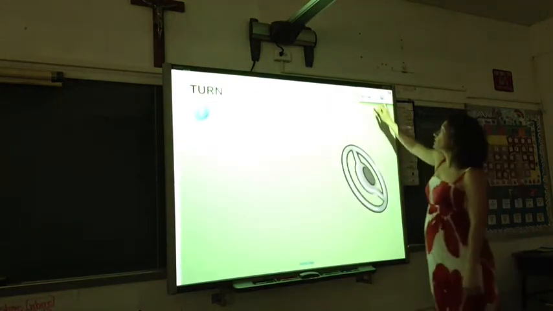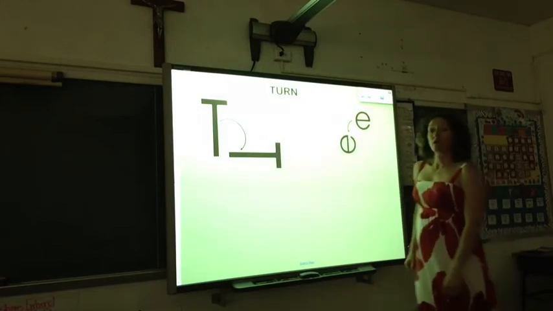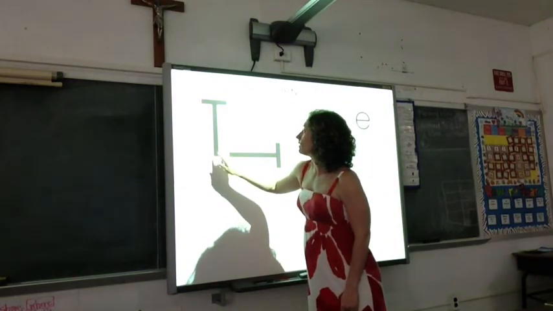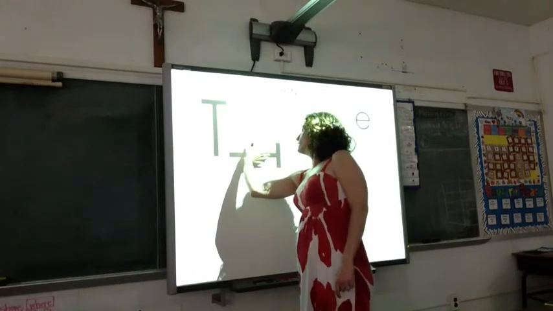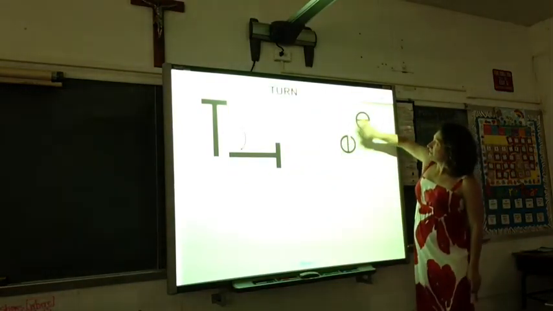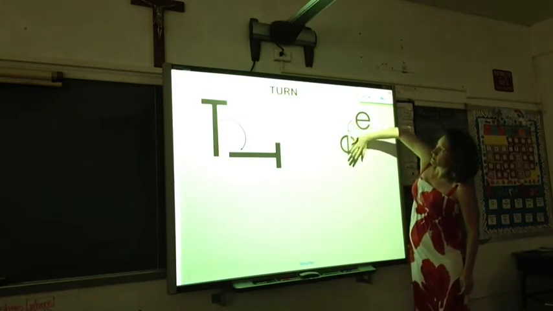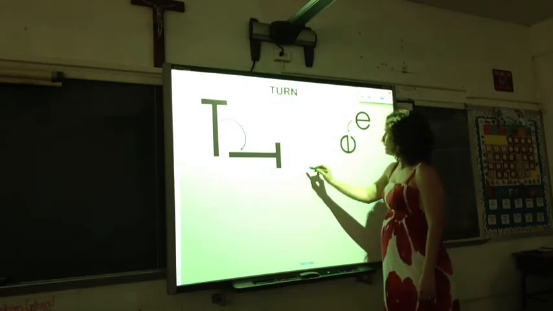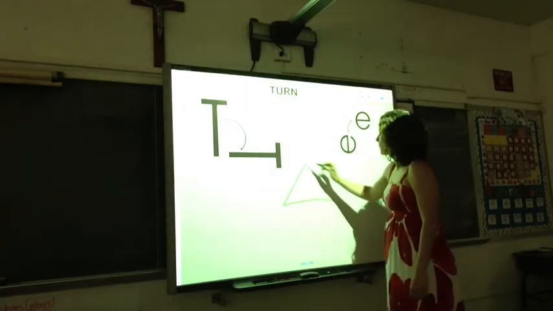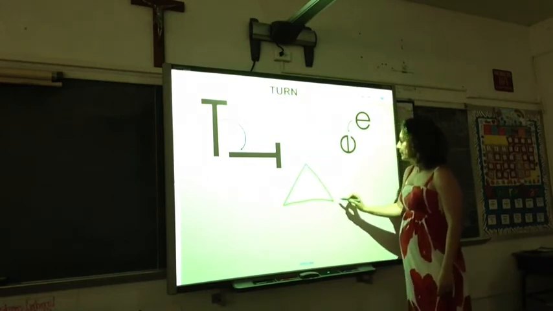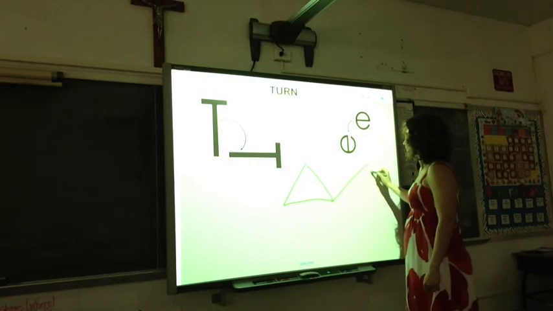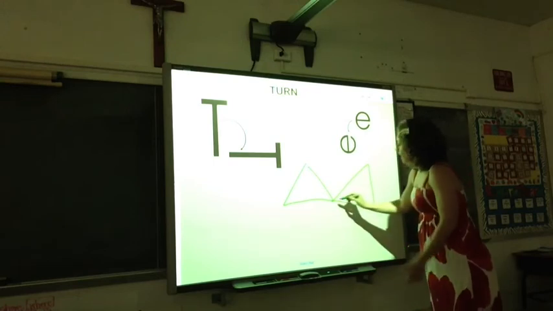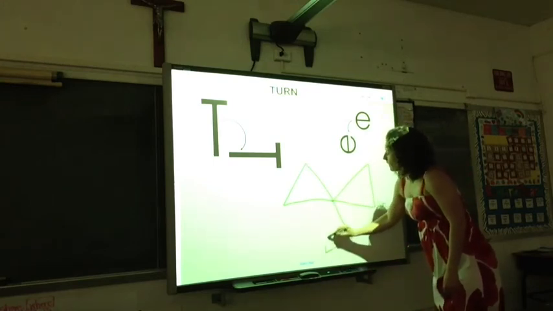Okay, let's take a look at some turns now. If I have a T going straight up, I can keep the bottom in the same spot, and I can turn my T to the right. If I have an E like this, I can turn it to the left. If I had a triangle, I could keep this corner in one place, and I could rotate it like this. I just took my triangle and I rotated or turned it this way. I could keep turning it this way.